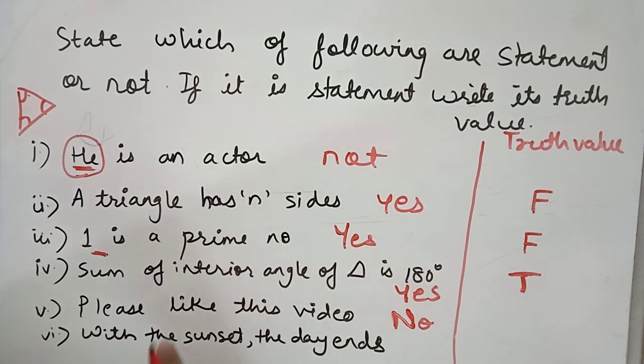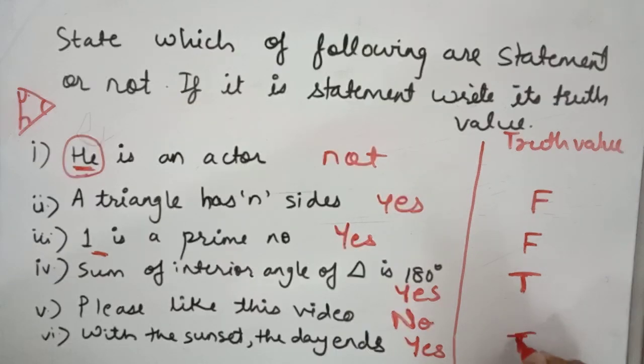Okay. Now, with the sunset, the day ends. It is declaring a fact. Yes, this will be a statement. Now, its truth value. We know with the sunset, day ends and night begins. So this truth value will be true.